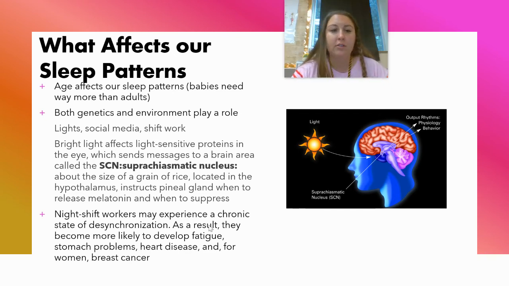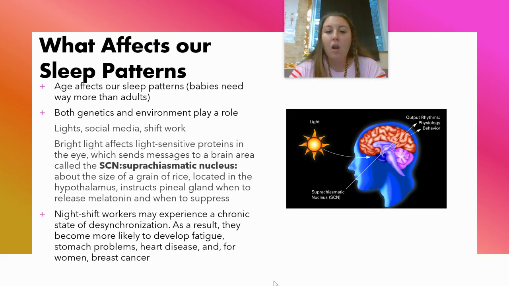Now, what things affect our sleep patterns? Age affects our sleep patterns. Babies and children need far more sleep than adults do, and it's because of development. They are developing much more than us, physically and their brain is developing, so they require a lot more sleep than we do. Also, what can affect our sleep patterns are our genetics and our environment. There are some people who don't require as much sleep as others. Some people need 9 hours of sleep to feel good. There are some people that only require 4 or 5 to feel great. Now, some environmental things that can impact our sleep are lights, social media, and shift work.